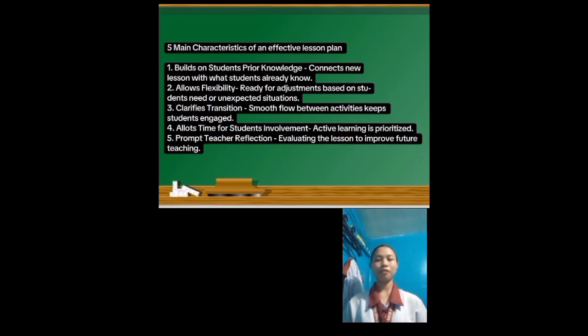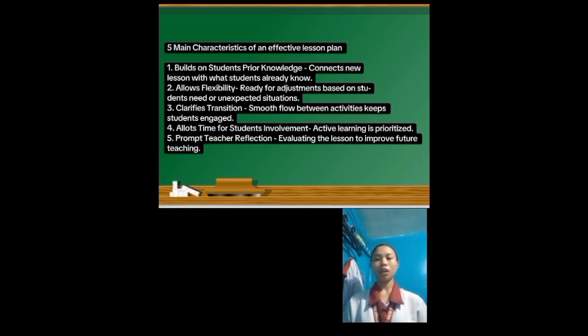Let's discuss the five main characteristics of an effective lesson plan. First, we have builds on students' prior knowledge, which connects new lessons with what students already know. For example, starting a lesson on decimals by reviewing fractions. Second, we have allows flexibility. Here, be ready for adjustments based on student needs or unexpected situations. For example, if students are struggling, we spend more time reviewing.